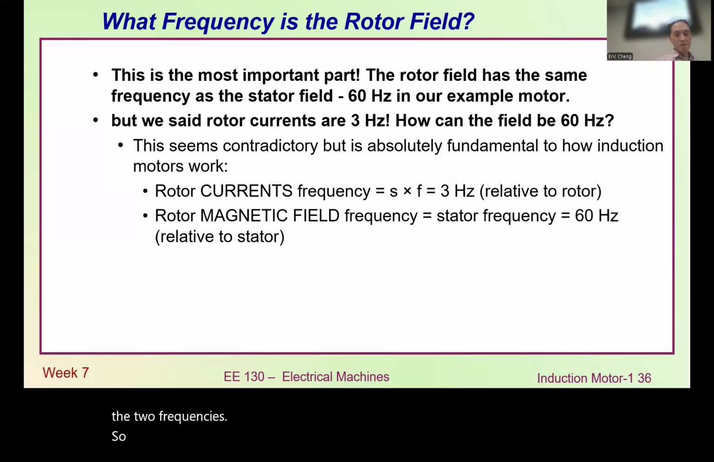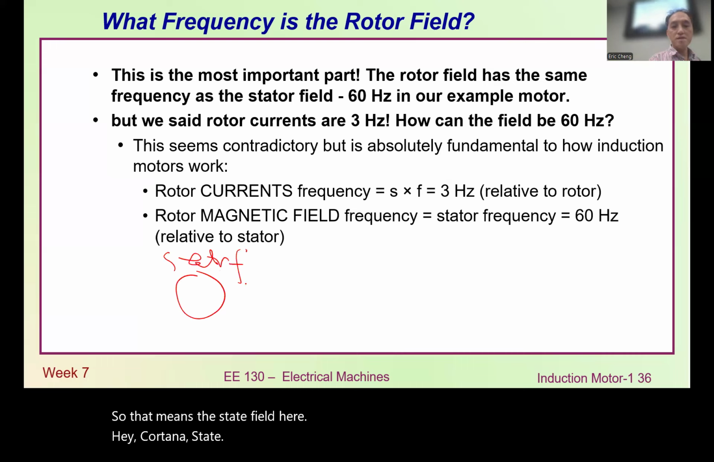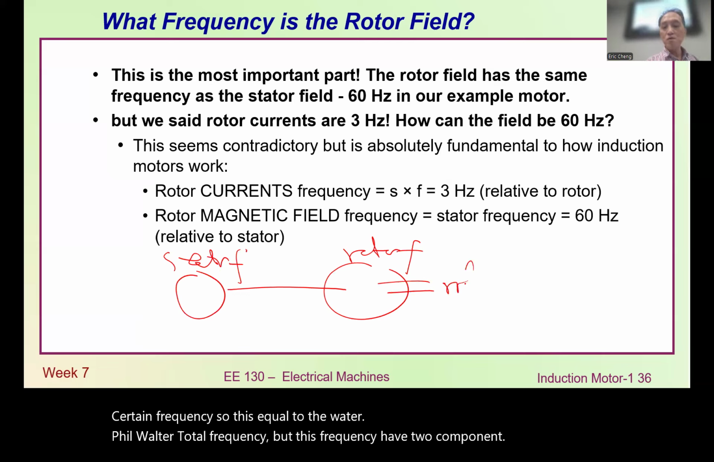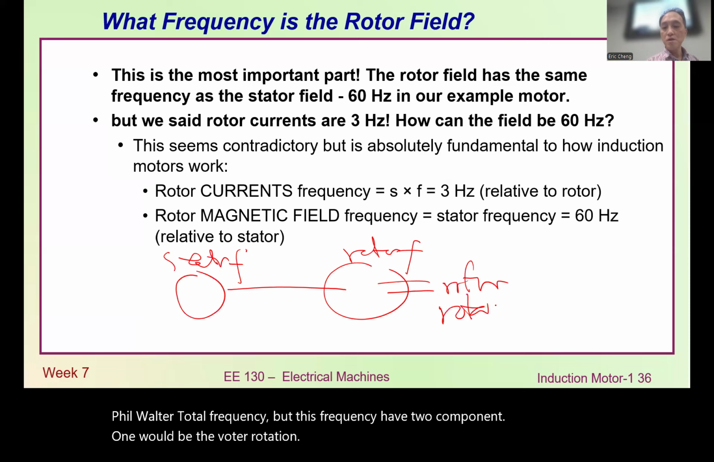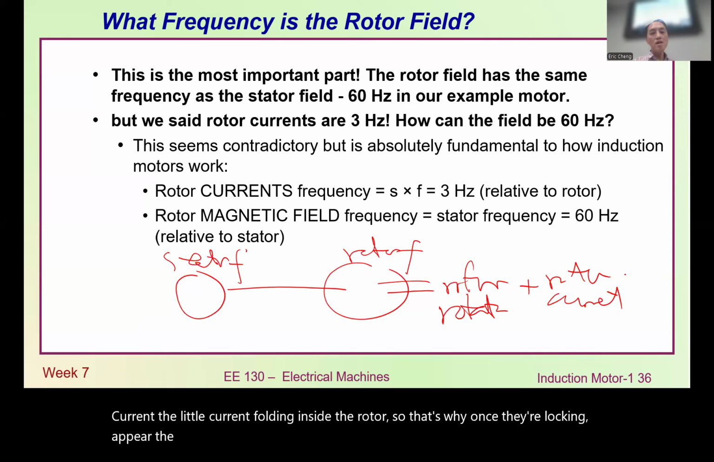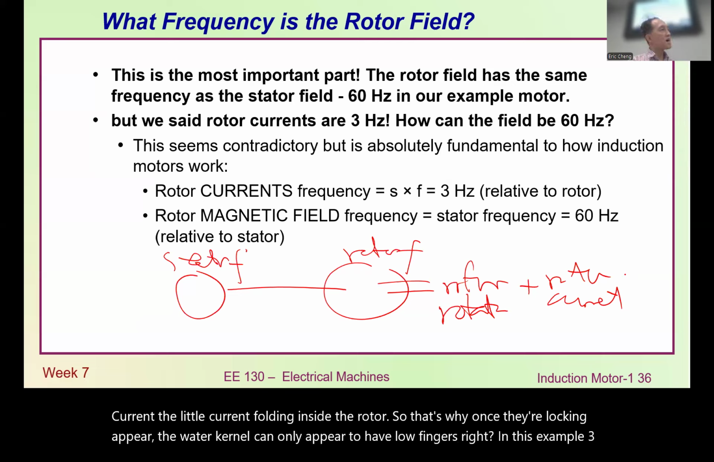So that means the stator field has a certain frequency, equal to the rotor field's total frequency. But this frequency has two components. One is the rotor rotation, plus its own rotor current, the little current floating inside the rotor. That's why, once the locking appears, the rotor current can only appear at a low frequency, like in this example, 3 Hz. So that's how it looks.